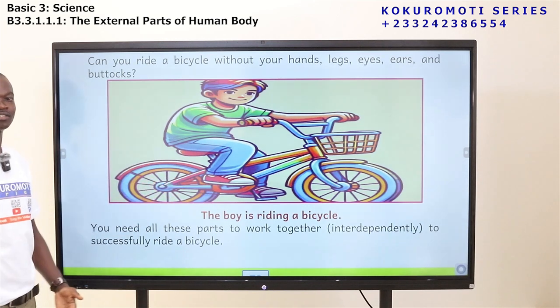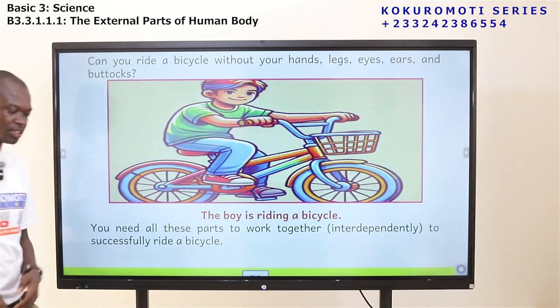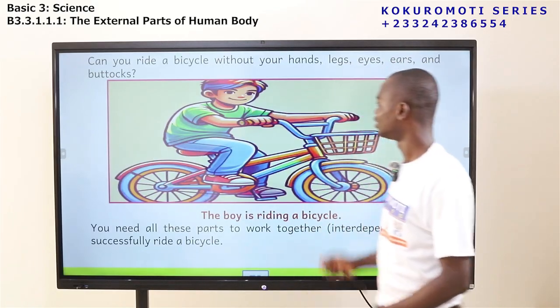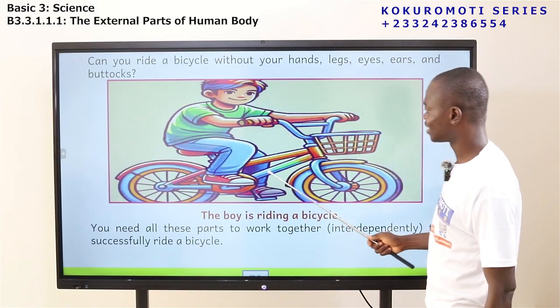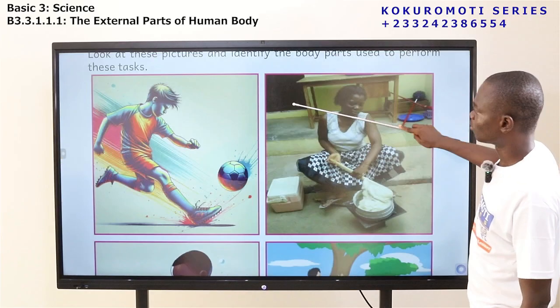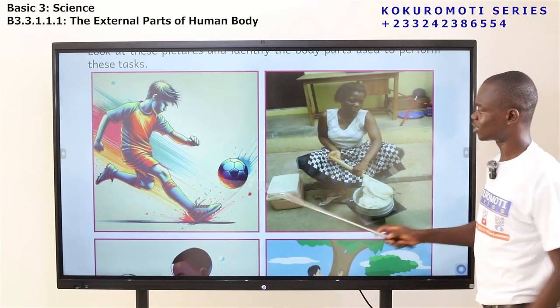Let's come to this side. The boy is riding. Now, if you are riding a bicycle, which part of your body will you use? You use the eyes, the hands, the legs, the bottles. Very good.